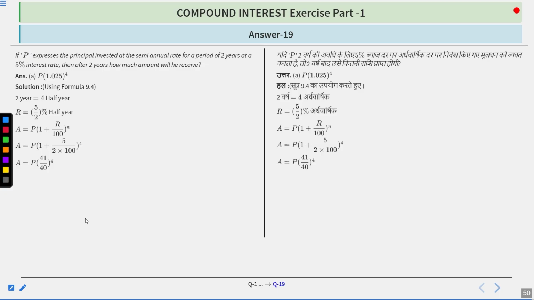Therefore, amount is equal to P into 41 upon 40 power 4. Thus, A equal to P into 41 upon 40 is 1.025 and power 4 was already there. Therefore, option A, P into 1.025 power 4 is the correct answer. Option number A is correct.